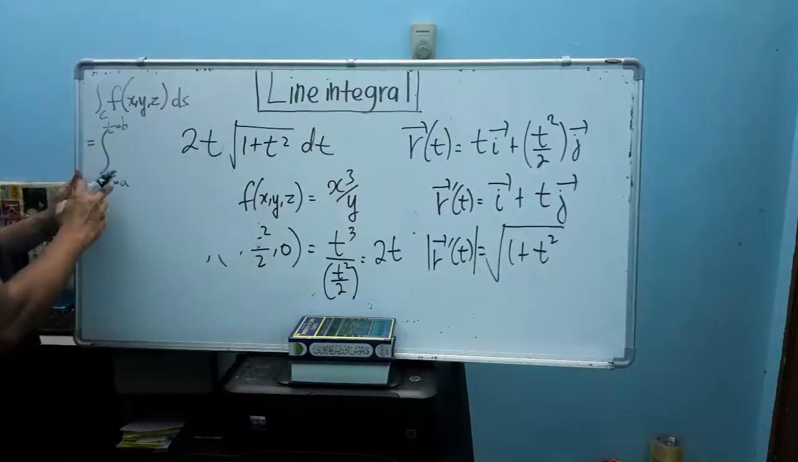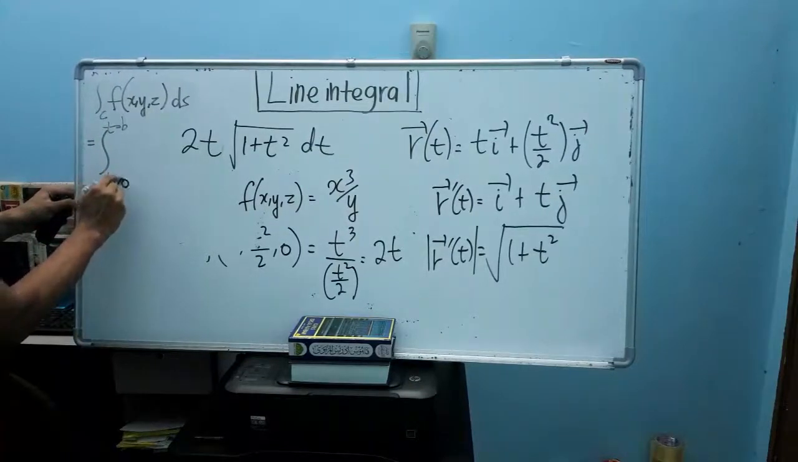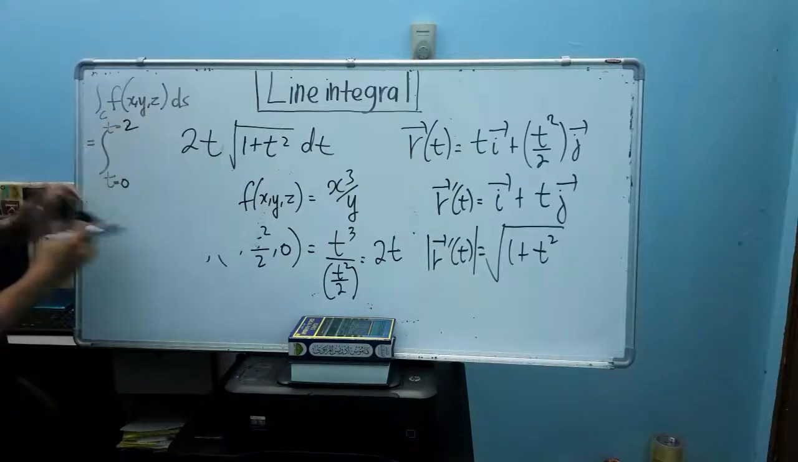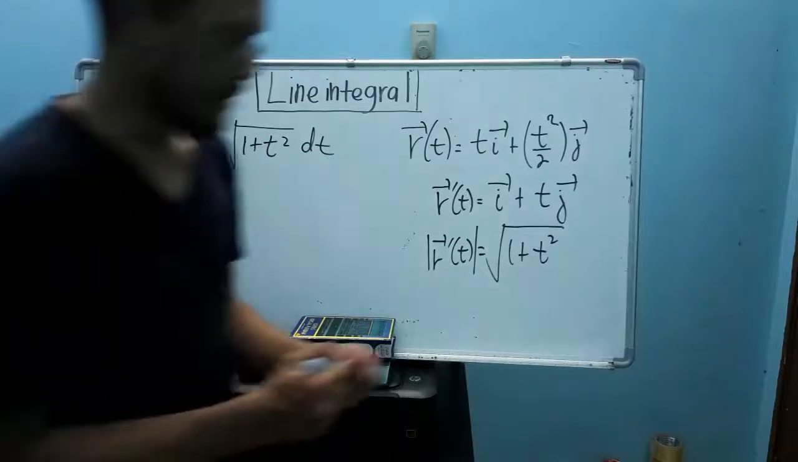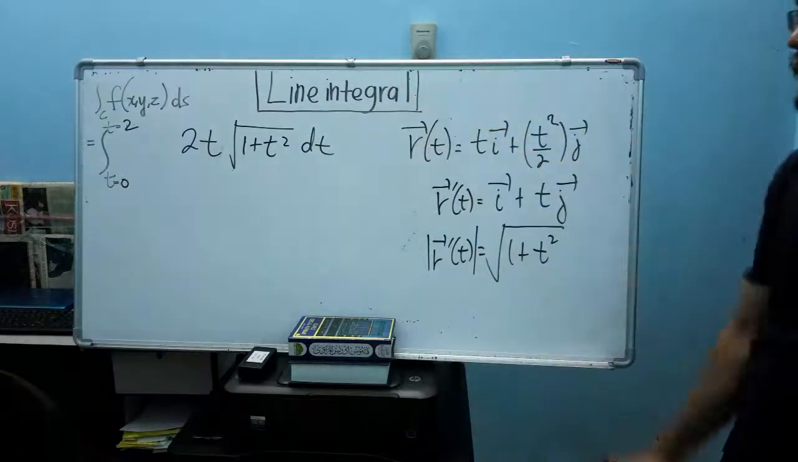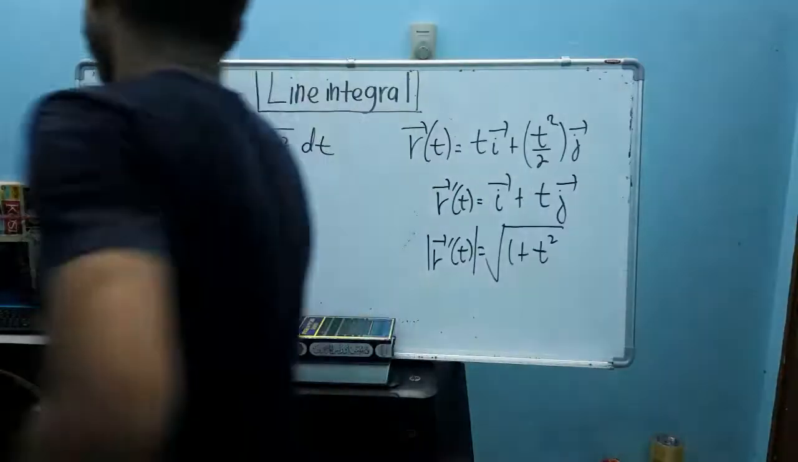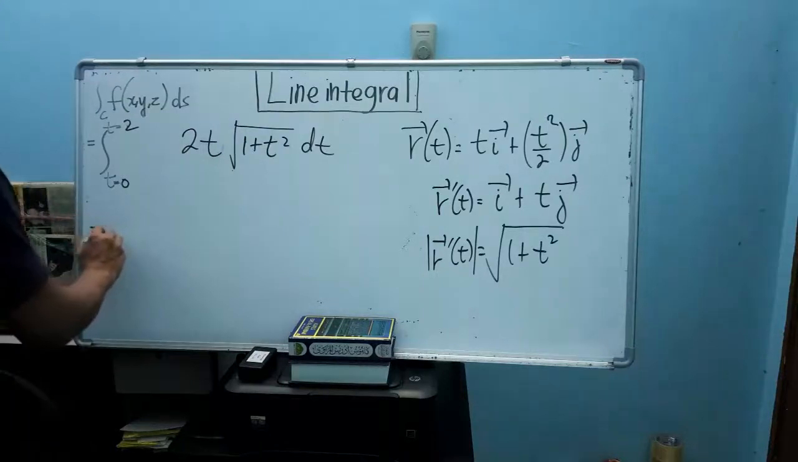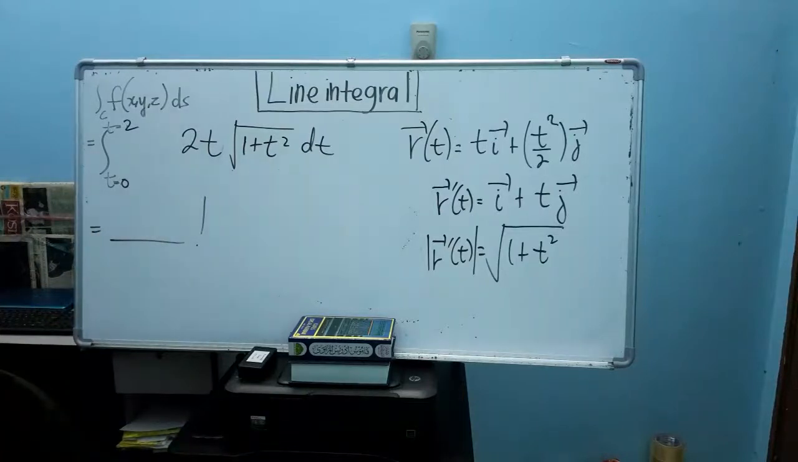Of course, the limit of integration here, t, from the parametric equation, t goes from 0 until 2. So t equals 0, t equals 2. Okay, so you only have this one. You can integrate this one by yourself. If you forgot, you need to recall how to calculate this integration here. And then in the last step, you get the final answer. So the final answer here will be the value of this line integral.